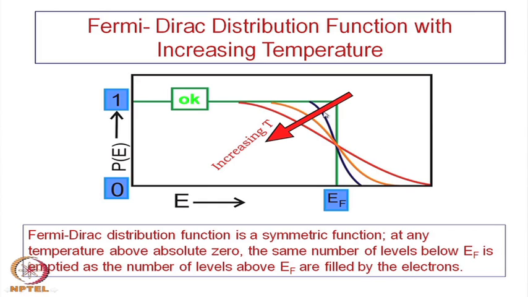So, that is what I explained, that the area enclosed by these curves is the same on this side as well as on this side, irrespective of the temperature. Whatever may be the temperature, this area and this area must be the same. Which means basically the same number of electrons will be on both sides. So, whatever is emptied here will be filled up here. So, that is a very important aspect of Fermi-Dirac statistics or Fermi-Dirac distribution function, which can be applied for the Fermi energy.